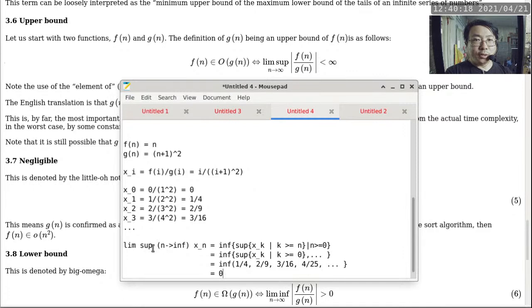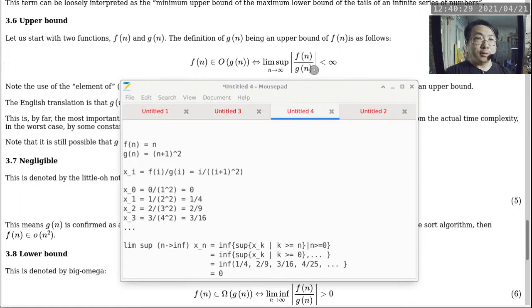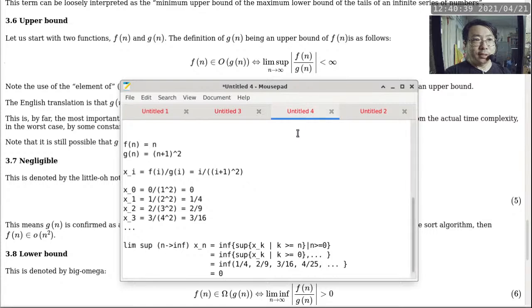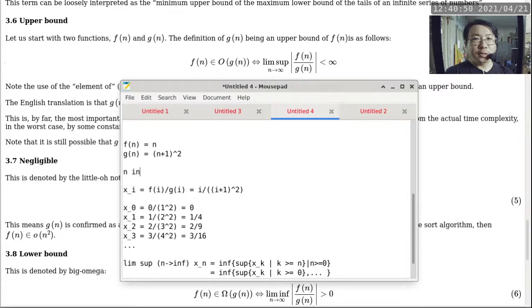So now that we have solved the limit superior of the quotient between f of n and g of n, and we know it is 0, the next question is to ask, well, it's kind of stupid, but we still have to ask that question. Is 0 less than infinity? The answer is yes. 0 is in fact less than infinity. So 0 is less than infinity, and as a result, n as a function is in the big O of n plus 1 squared.